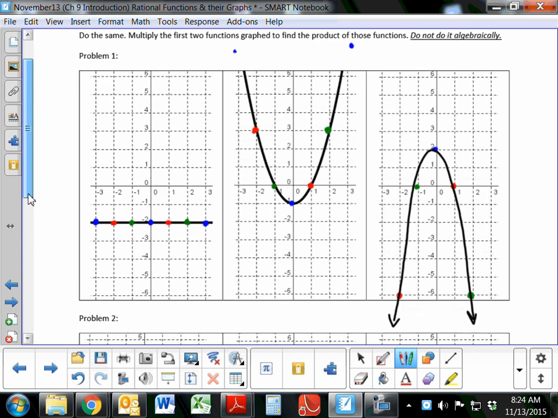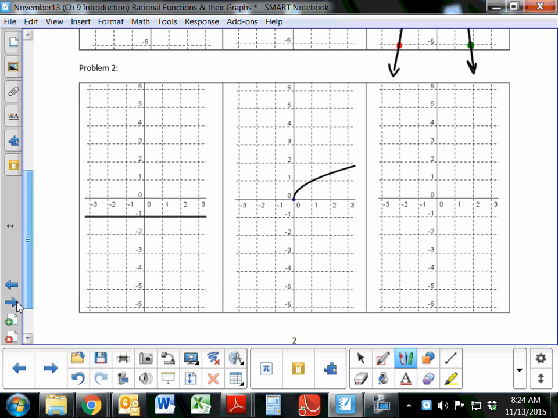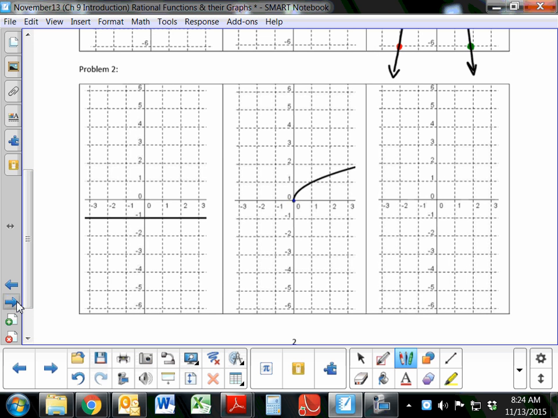What do you think we should do down here? Do the same thing. Okay, so we're going to start out the same way. My very first point, how high is -3? 1. -1. Okay, so I have to do -1. How high is this graph at -3?